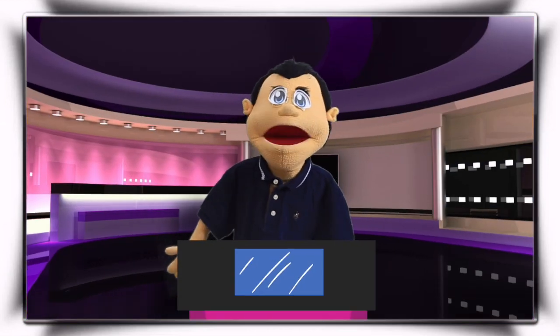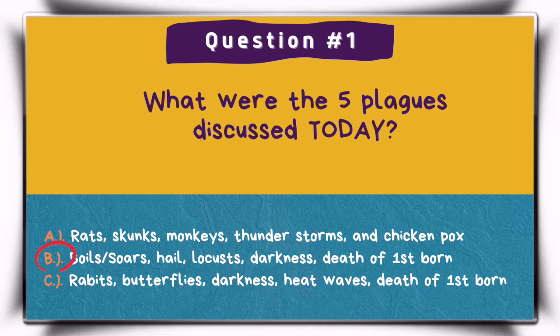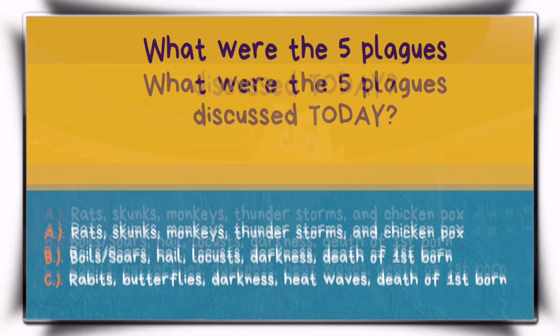The correct answer is B. God sent boils or sores, hailstorms where it rains chunks of ice, locusts, darkness, and the death of the firstborn.